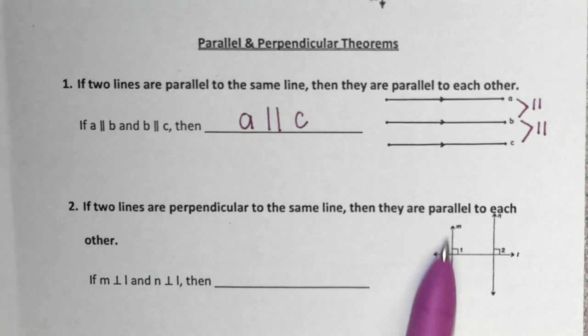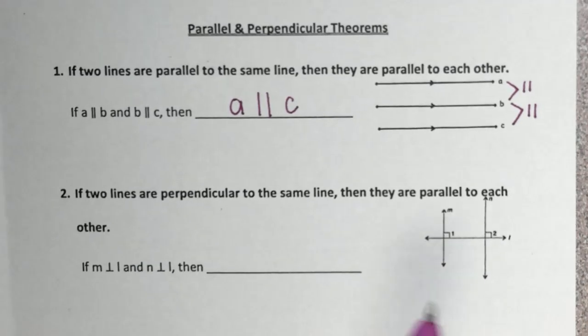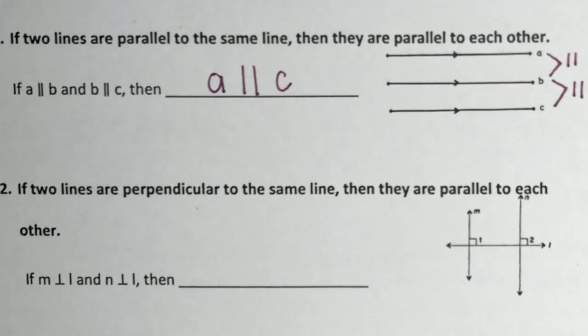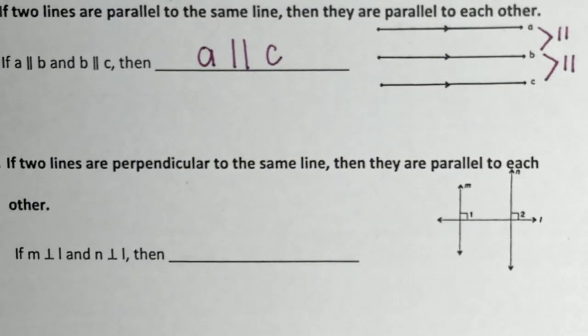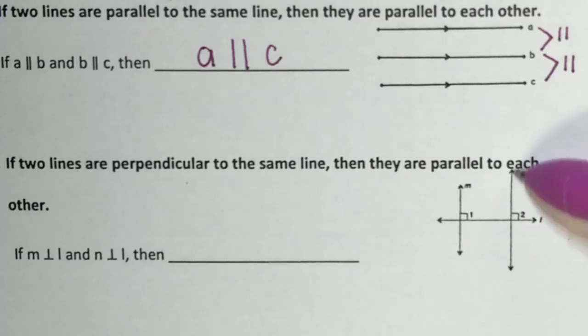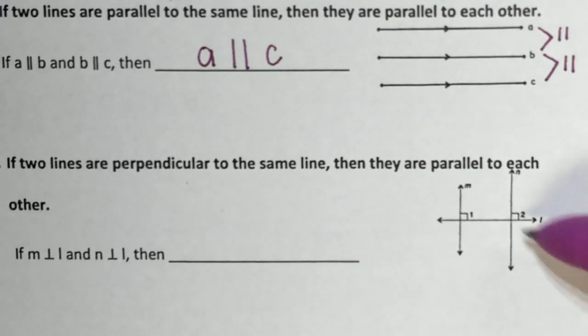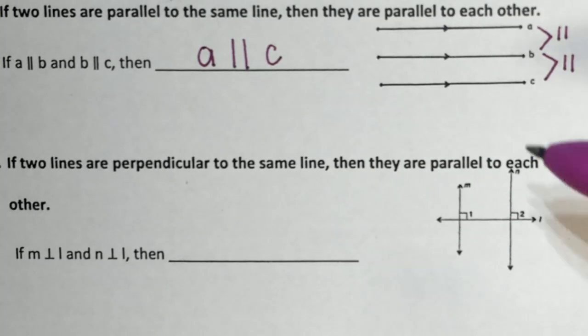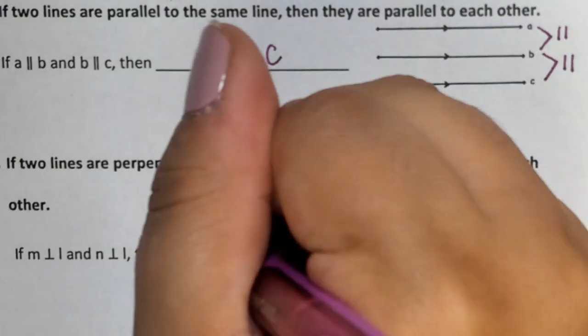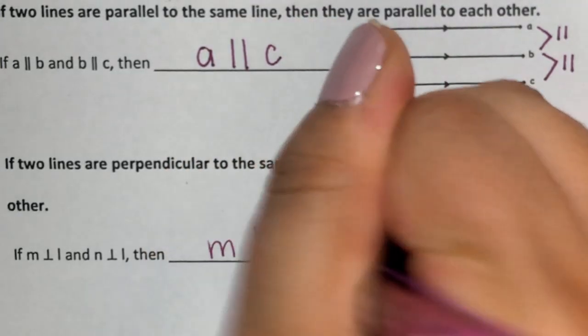If M is perpendicular to L, what does perpendicular mean? Cross at a 90 degree angle. Do y'all see how M right here crosses at 90 degrees with L? And if N, that other line, is also perpendicular to L, what do you know about M and N? M and N are parallel. Why? Because if you flip and switch the slope for each perpendicular line, what do you know about those two slopes? They're the same. So M would be parallel to N.